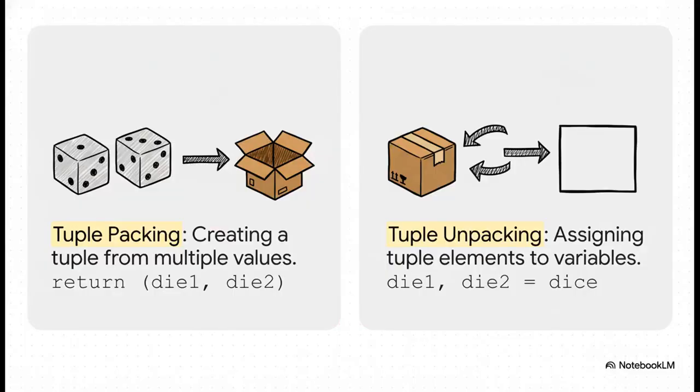And this shows the whole process perfectly. On the one hand, inside our roll dice function, we're doing tuple packing to create that single return value. Then, on the other hand, back in the main part of our program, we do the reverse, tuple unpacking. We just give it 2 variable names, and Python automatically opens that package up, assigning the first value from the tuple to the first variable and the second to the second. It's such an elegant way to move data around.